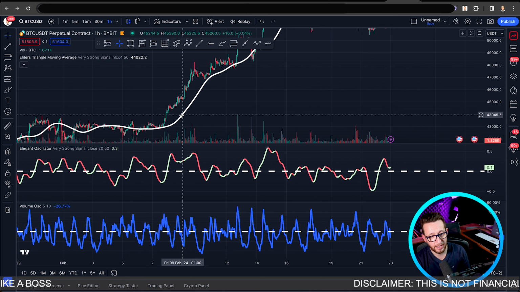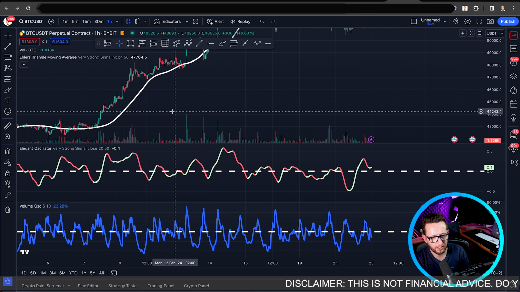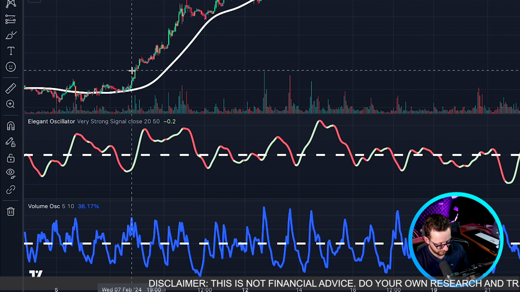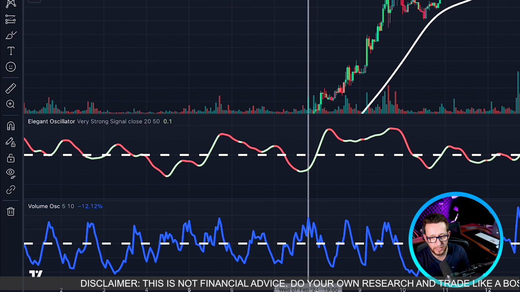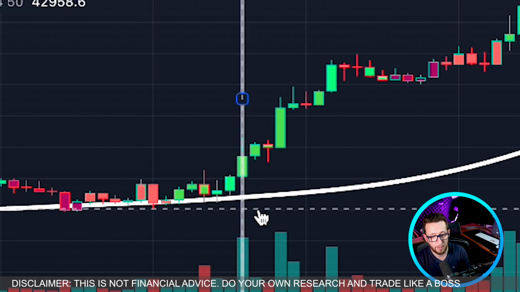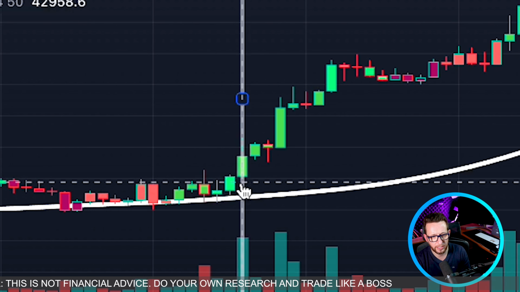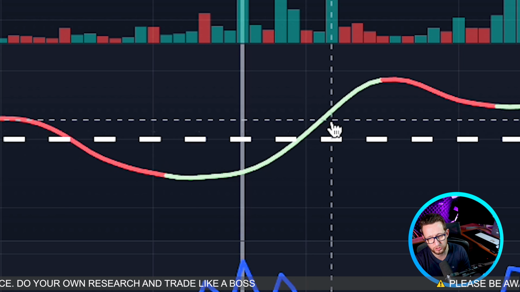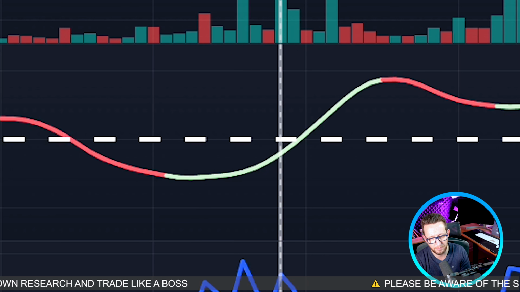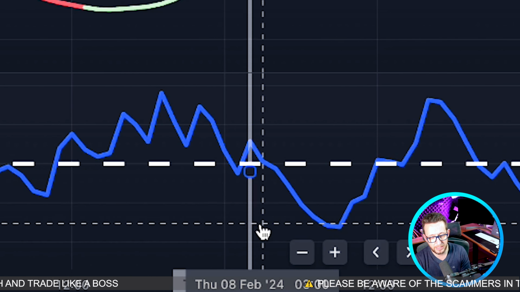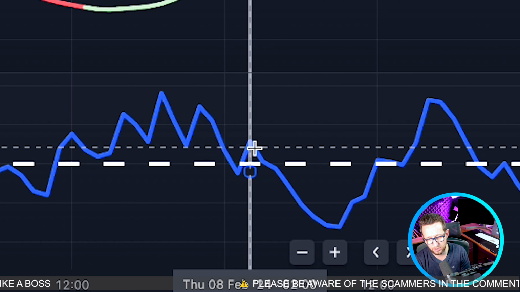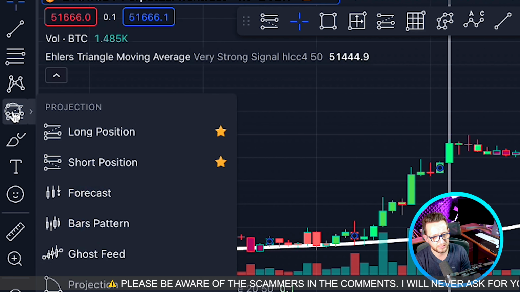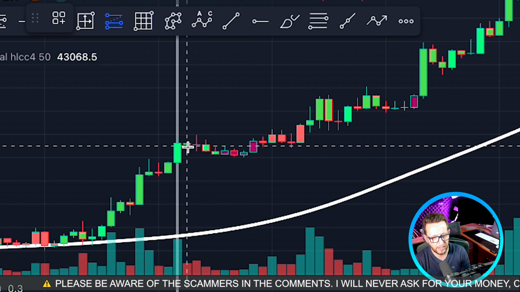Okay, let's go and cherry pick a couple of entries so you can see what they would look like, guys. Okay, looks like we have one just here, which would have been perfect. Let's zoom in a little bit and see what that entry would have looked like. Okay, so we are above the white line, the triangular moving average here. We are in the green, but we would actually want to be above the 0, so our entry would be a bit further over here. We would be expected to be above the 0 line, which would have been only just on this candle here. We would have set a long position on our next candle.